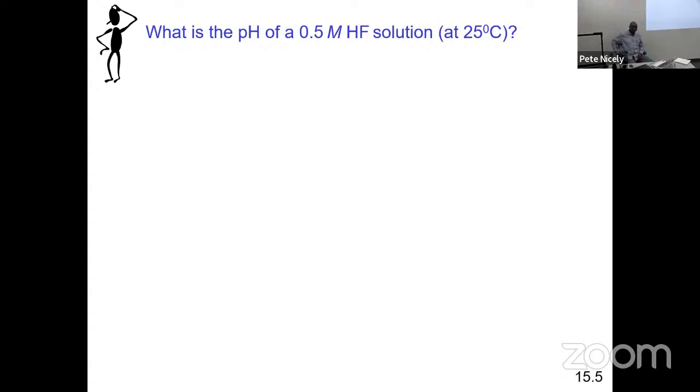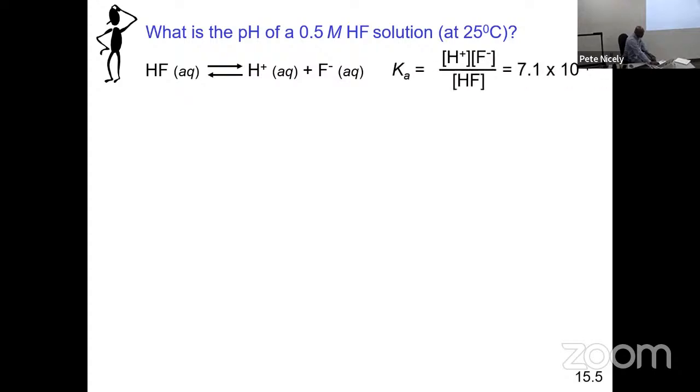So what does that mean? It means that to solve this is not as simple as what we did before. We cannot assume 100% dissociation. It is a weak acid and therefore it undergoes partial dissociation. So we have to take a different approach. We have to start off with our equilibrium system. We write down the equation for the dissociation of hydrofluoric acid, and we write down the Ka expression for that, and we have to get the Ka value.